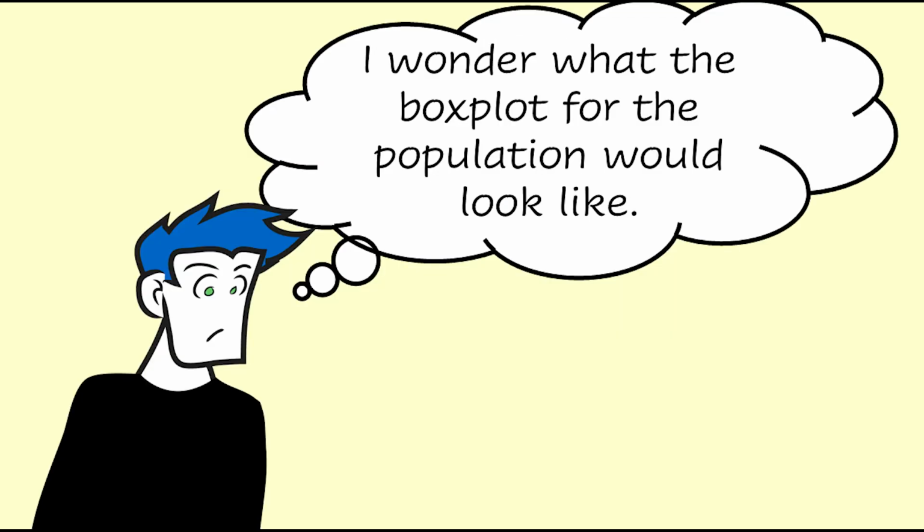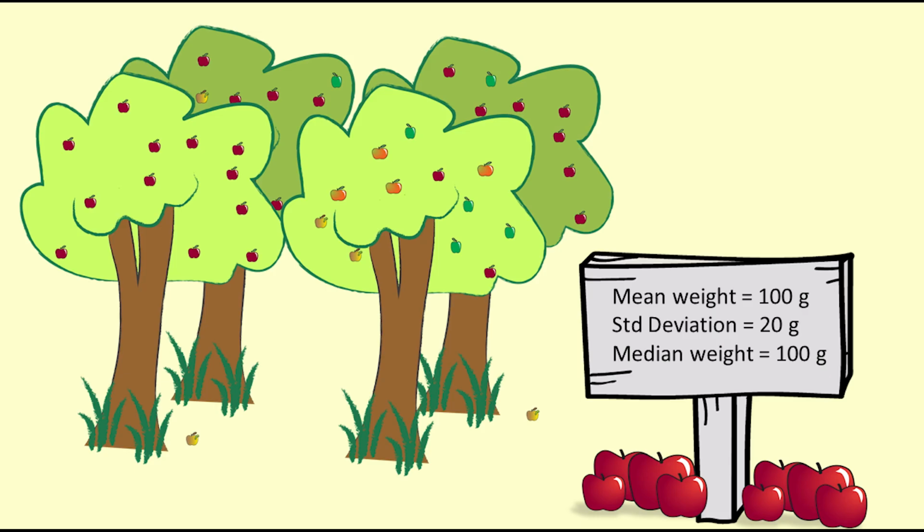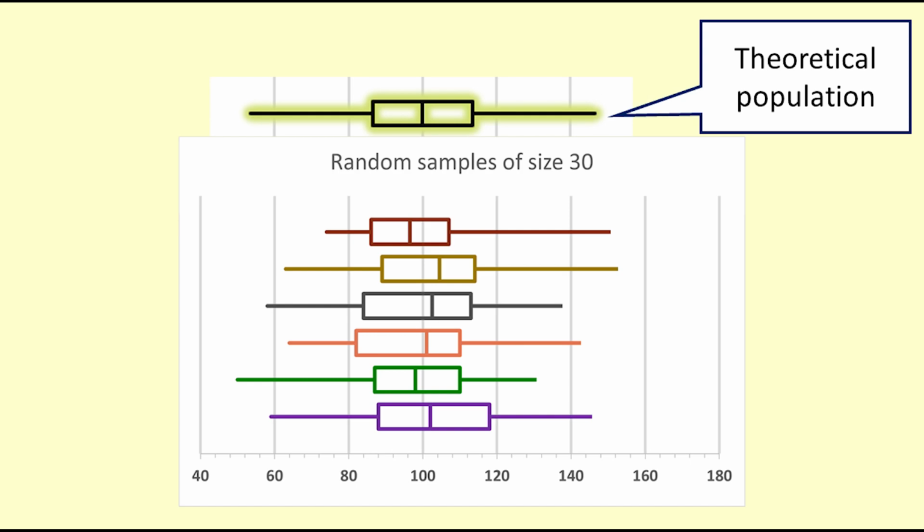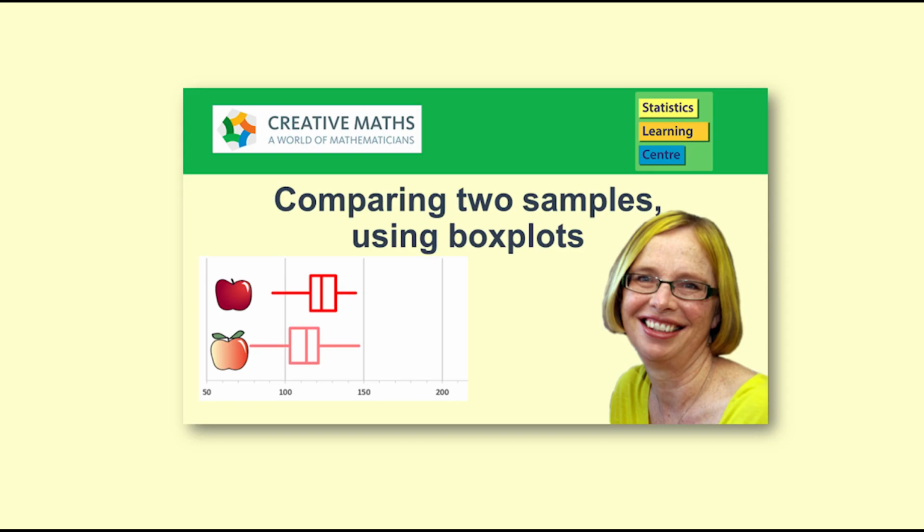You may be wondering what the population box plot would look like. In this illustration, we have modelled the weight distribution of apples as normal with a mean of 100 and a standard deviation of 20. This would give a box plot looking like this. The distributions of the samples of size 30 were pretty close to the population. When we come to compare two box plots to see if the samples came from different populations, it is worthwhile to think how different or similar the samples are likely to be coming from the same population. We will explore this more in another video comparing two samples using box plots.